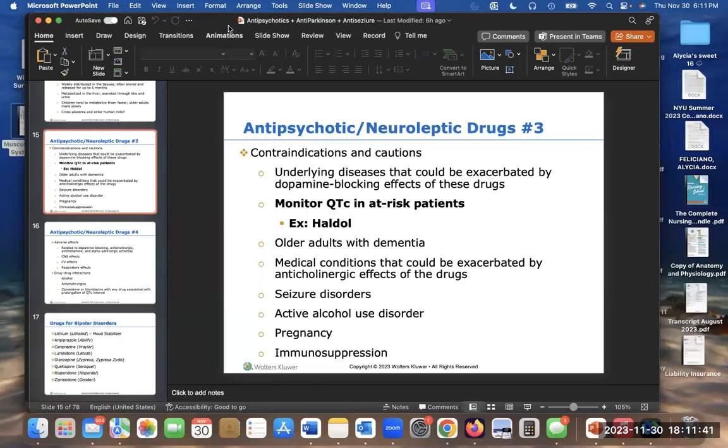Other contraindications are seizure disorders, because these work in the brain. So we don't want to give them these, because these could affect the way seizures work. Also active alcohol use disorder, remember pregnancy, and immunosuppression. But definitely that QT interval for Haldol. That's an NCLEX question right there. I already know you're going to see that somewhere.